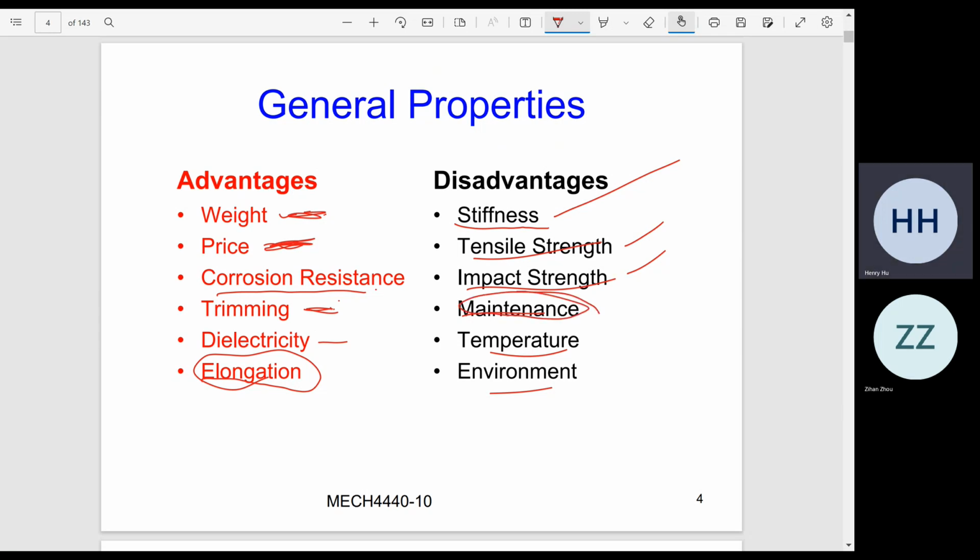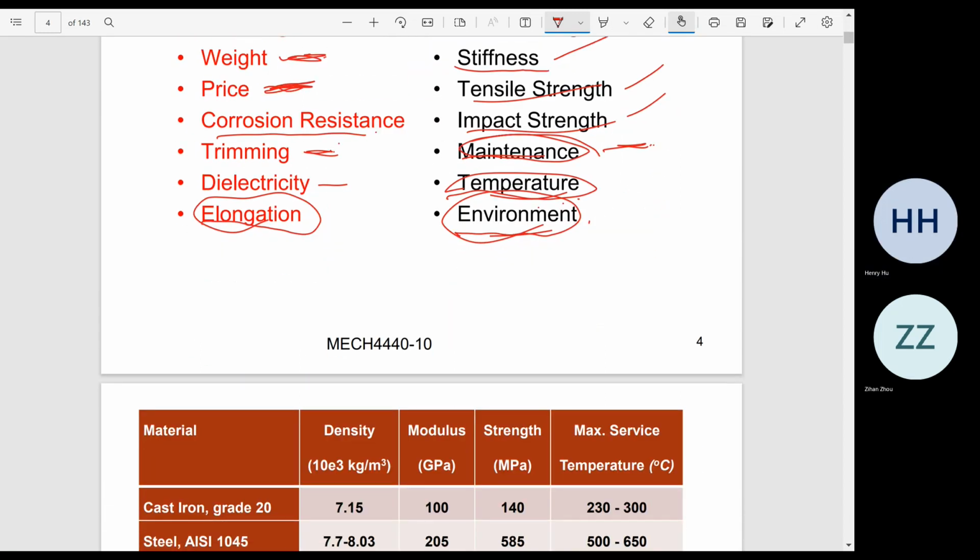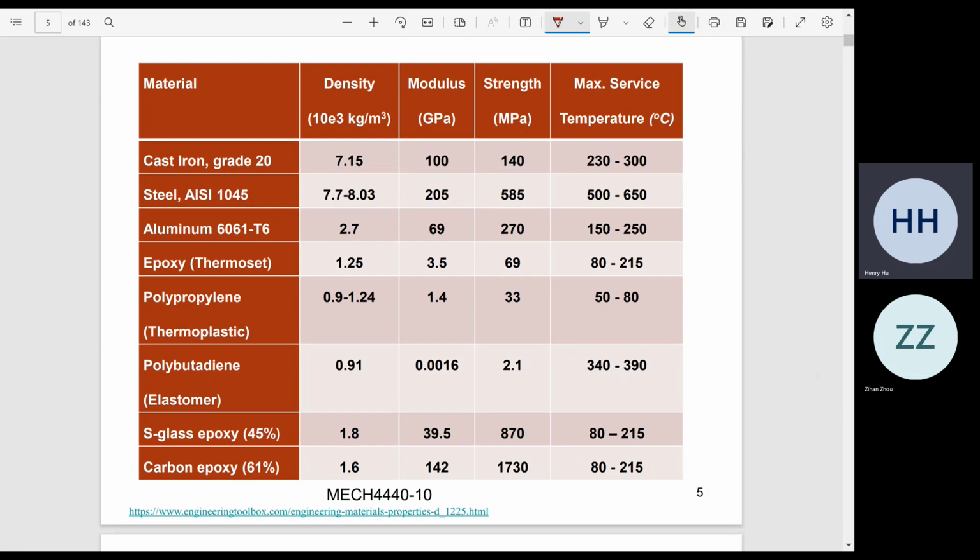And maintenance, because most plastics age with time, so this sometimes won't last that long for some applications. And temperature, it cannot sustain very high temperature. 100 degrees probably is the highest you can have over there. Environment, because plastic is hard to recycle, so it's not an environment friendly material at all.